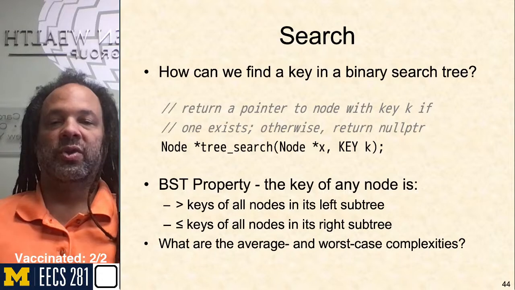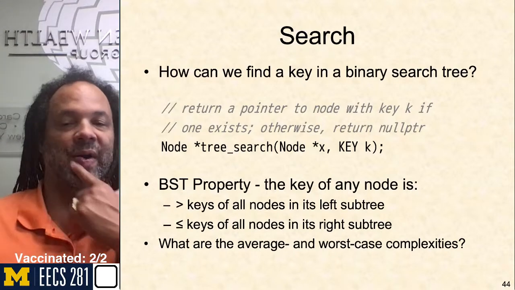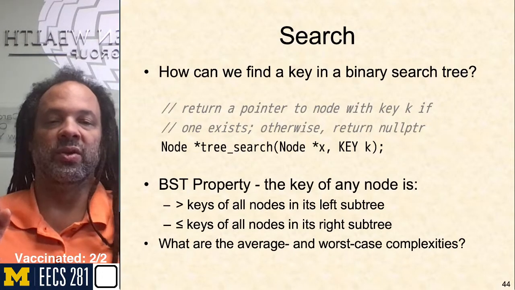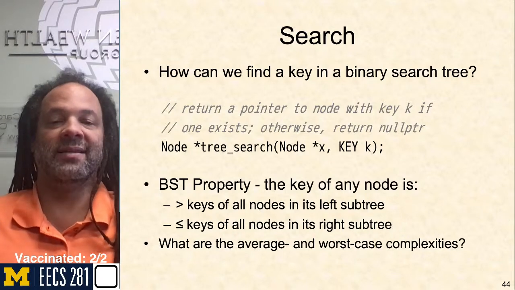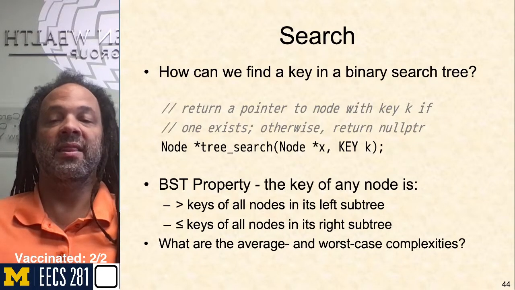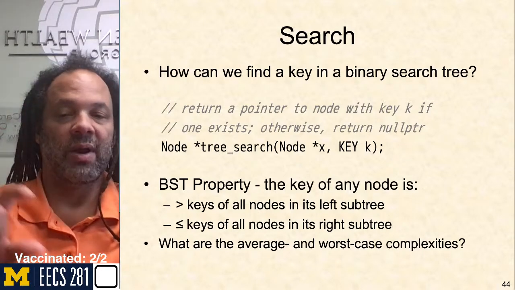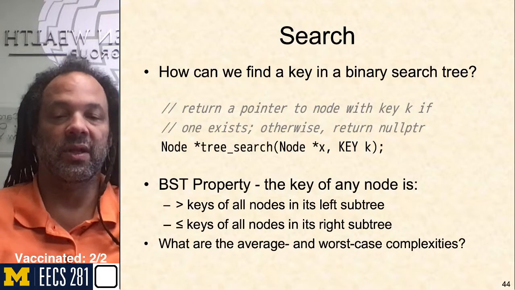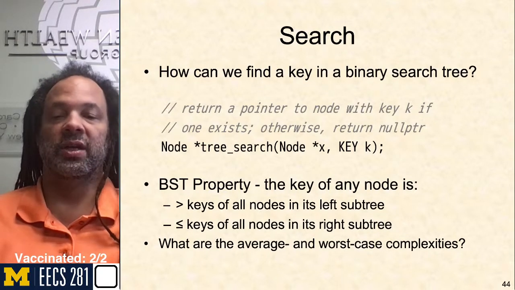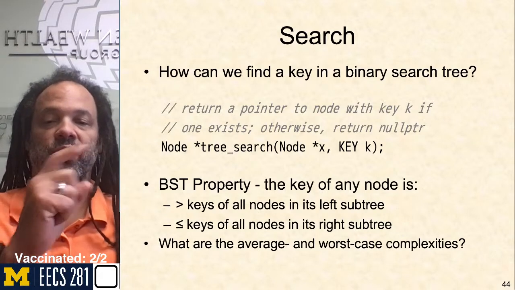How about search? When we're trying to find a key in a binary search tree, how do I do it? This function that is being requested, called tree search, returns a node pointer with the node that has the key K that's given, if it exists. If the key that's being looked up does not exist in the tree, then this function should just return the null pointer. And of course the BST property is copied down there, and that's how this is going to go. Then the following question is, what are the average and worst case complexities of tree search?